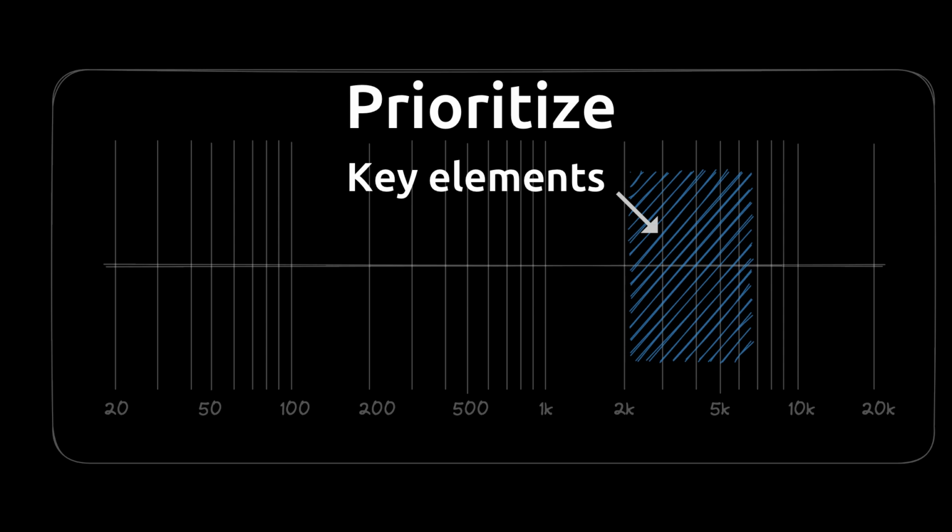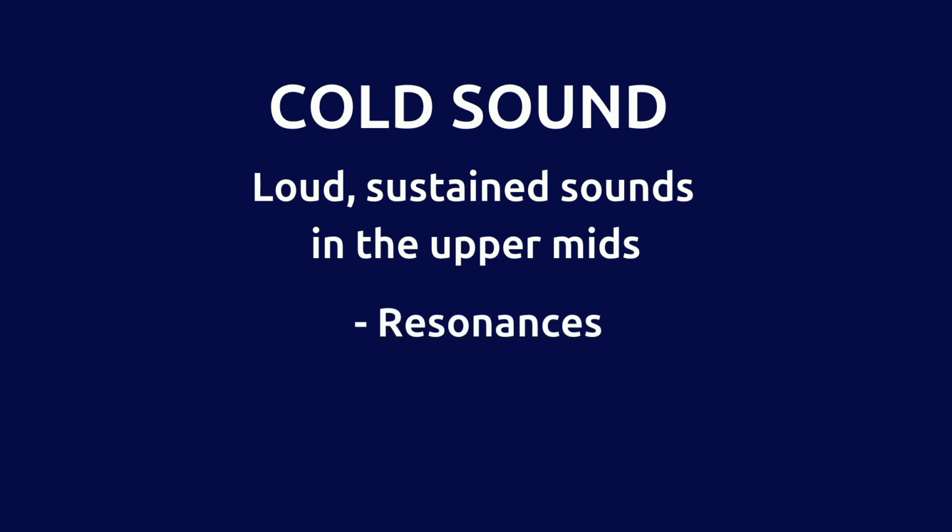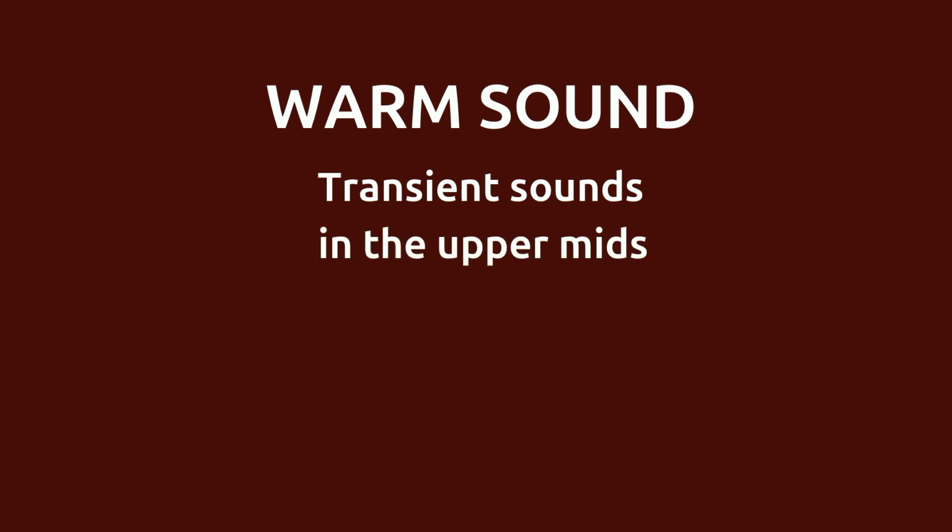And one thing that can make any mix sound harsh or cold is when there are loud, sustained sounds in the upper mids. Sustained sounds in this area can be things like resonances or strong upper harmonics from vocals and instruments. And if these are too strong and mask any important transient sounds, then the mix can both sound muddy and cold at the same time. A warm sounding mix will often have more transient sounds rather than sustained sounds in this area.